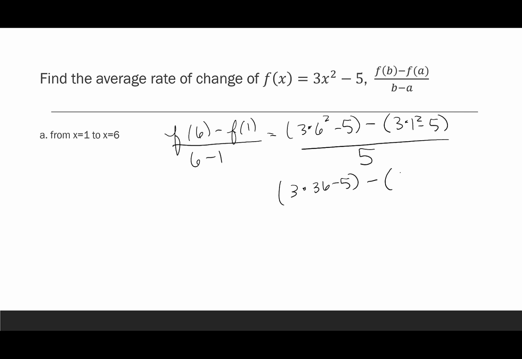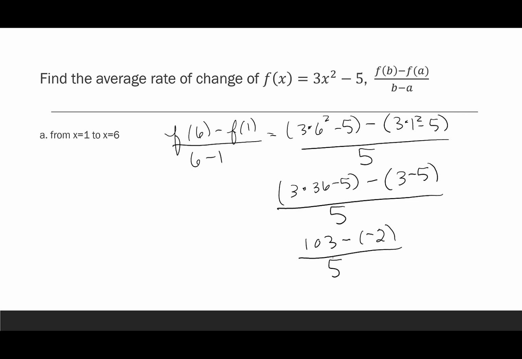1 squared is 1 times 3 is 3. This is 3 minus 5 all over 5. So 3 times 36 minus 5 gives me 103. 3 minus 5 gives me negative 2. So I have 103 minus negative 2, which is 105 over 5, which is 21.